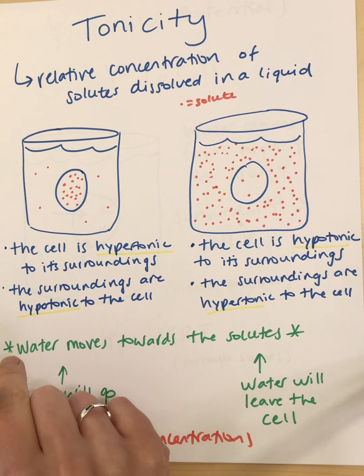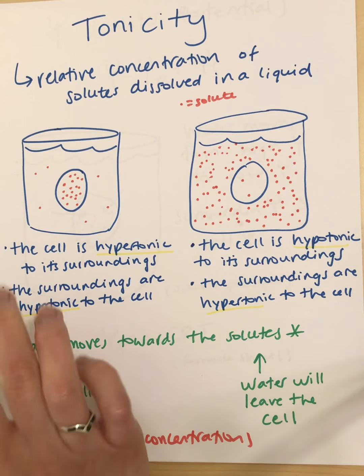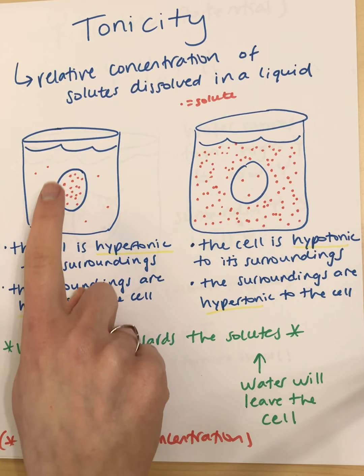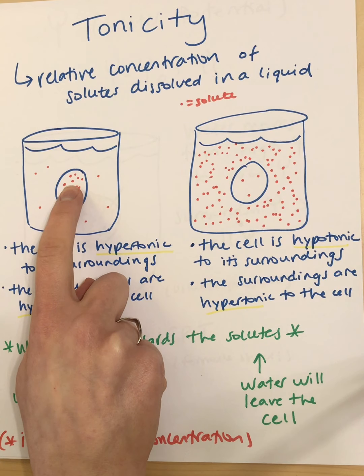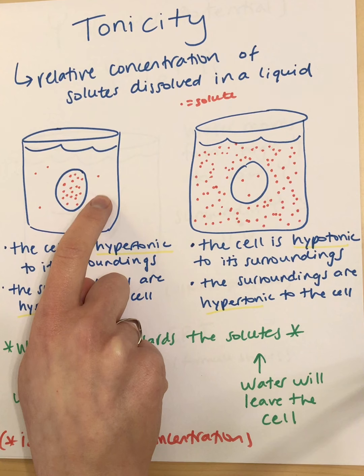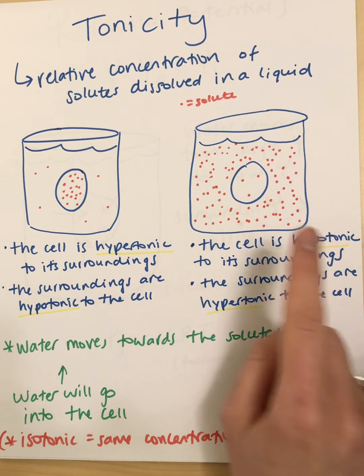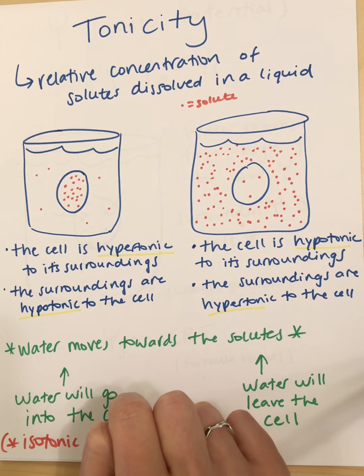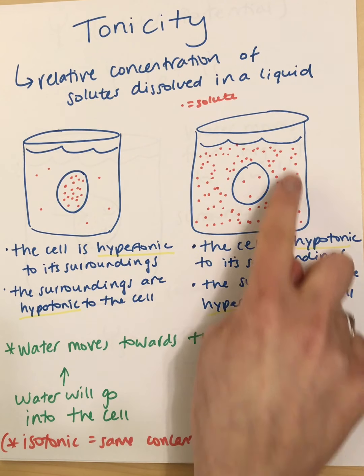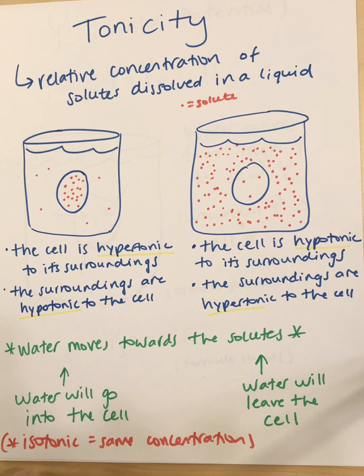It's all about making sure you're careful about what you're comparing to what. So this has more solute than the surroundings. The cell is hypertonic, whereas the solution is hypotonic. Now in this picture, the cell is hypotonic compared to the solution, and the solution is hypertonic compared to the cell.